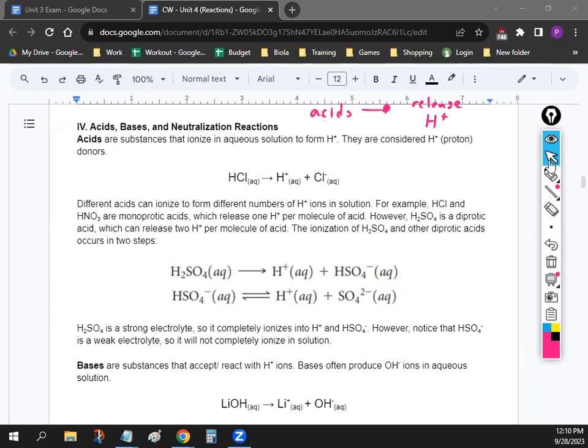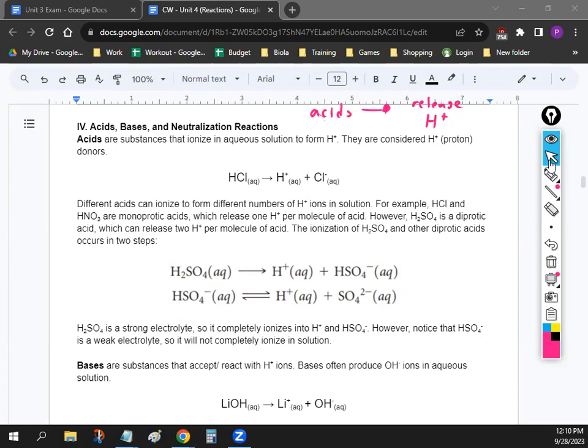Yes. Not necessarily. So I'm gonna talk about it. Yeah, I'm gonna get to that, okay? Okay, so they release H plus. And spoilers, they can release more than one. How many? Depends on the acid. Okay. So far, so good?